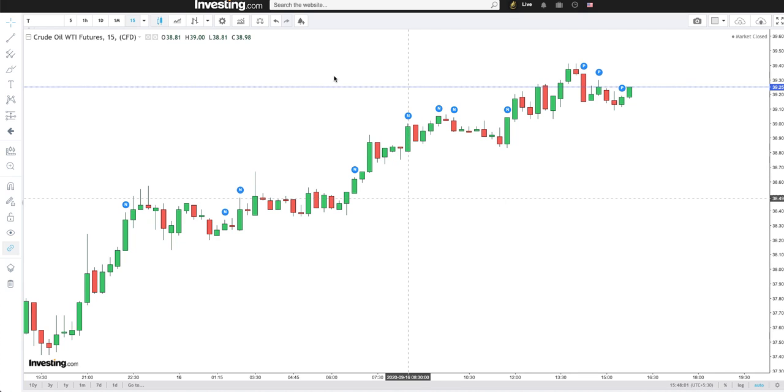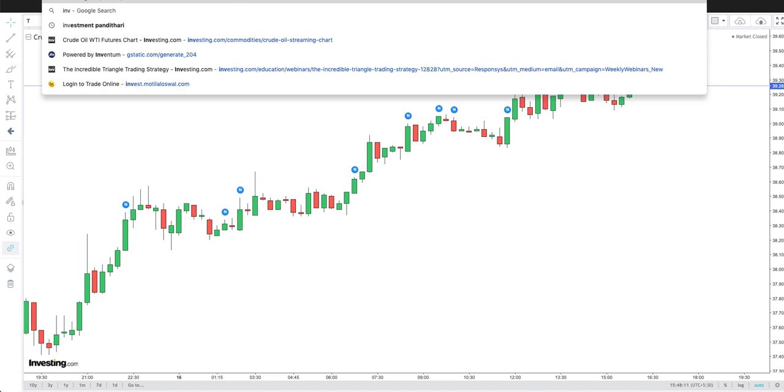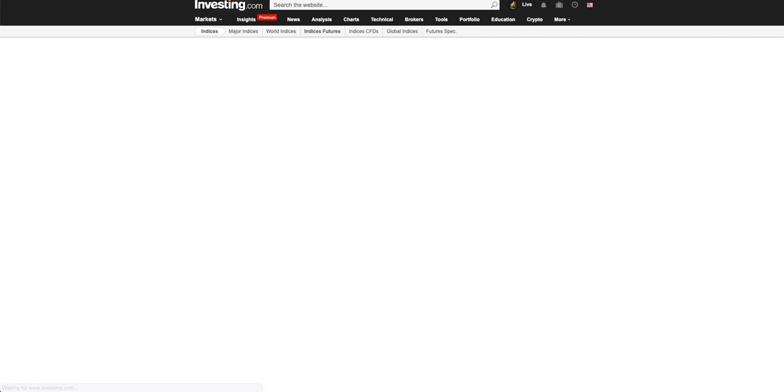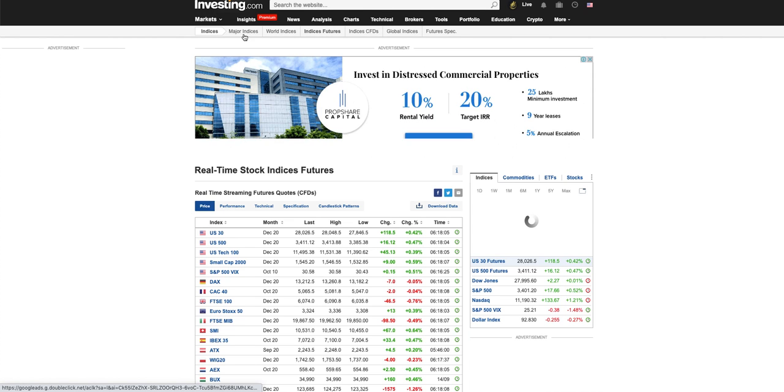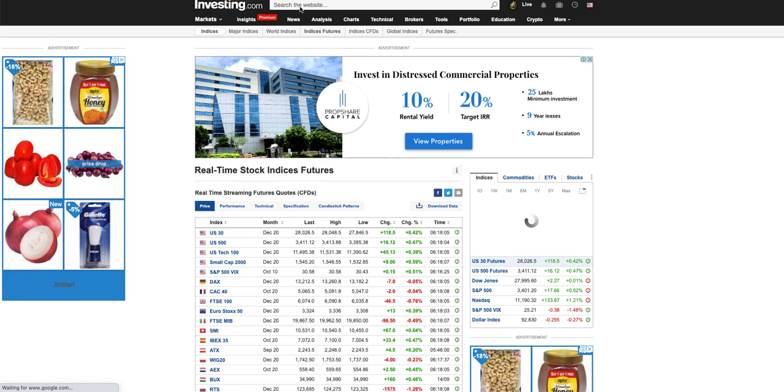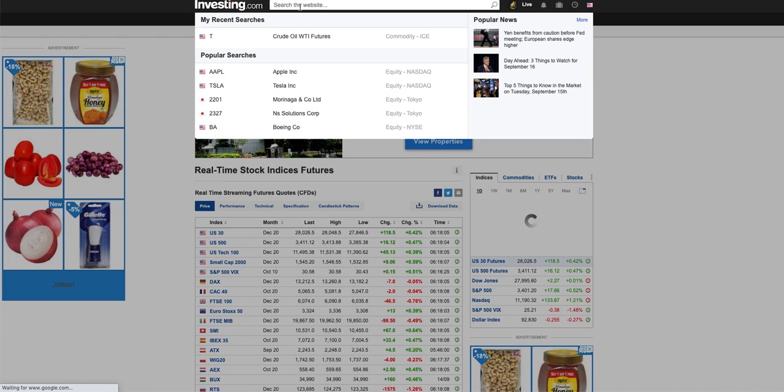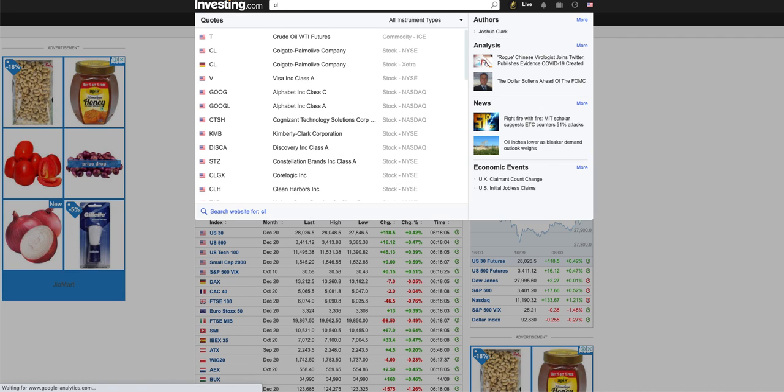To begin with, I'll just show you the site investing.com. So currently we are at investing.com, and if you go directly to investing.com, the first thing you are going to see is a portion called "search the website." If you want to search for crude, you could directly type in CL. Okay, so crude oil WTI futures, just click on that.